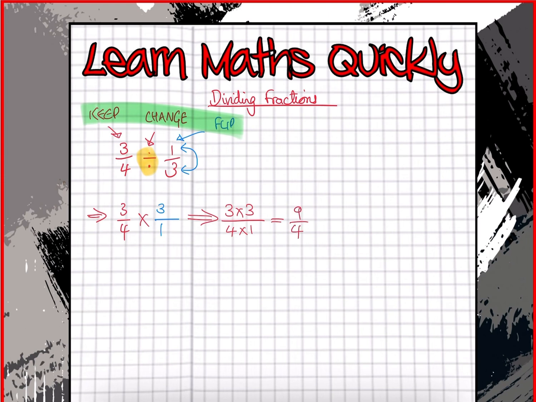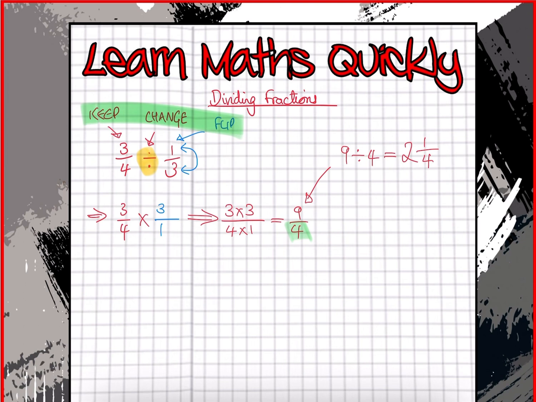Now, because this is an improper fraction, which means that the numerator is bigger than the denominator, you need to turn it into a mixed number. So in order to do this, what that actually means is it says how many 4s go into 9. So it's another way of saying 9 divided by 4. So 4 goes into 9 2 times with 1 left over, or a remainder of 1. And when you've got a remainder, that becomes your numerator, and your denominator just stays as being the bottom number there. So your answer to 3/4 multiplied by 1/3, or divided by 1/3, sorry, is 2 1/4.